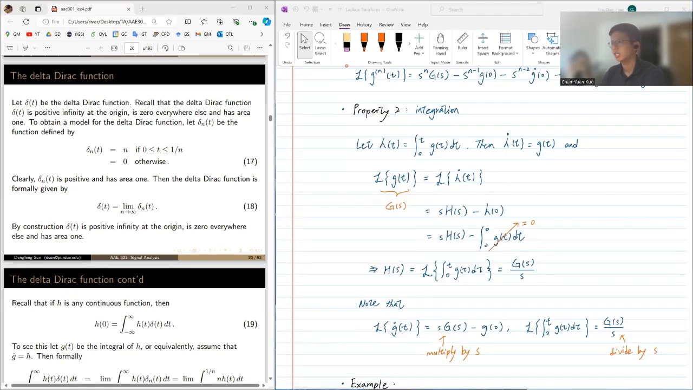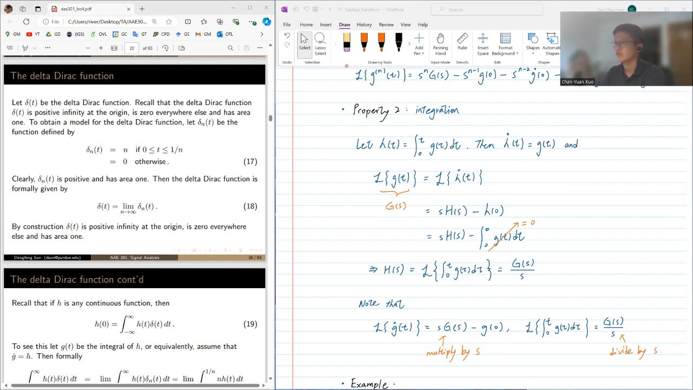Now let's take a look at the second property of the Laplace transform, the integration property. For this property, we will look at the Laplace transform of the integral of a function, say g. Here we're going to call this integral h. By definition, we know that the first derivative of h will be g. So the Laplace transform of g is going to equal the Laplace transform of the first derivative of h. Now, according to the differentiation property, this will equal s times the Laplace transform of h minus h of 0.